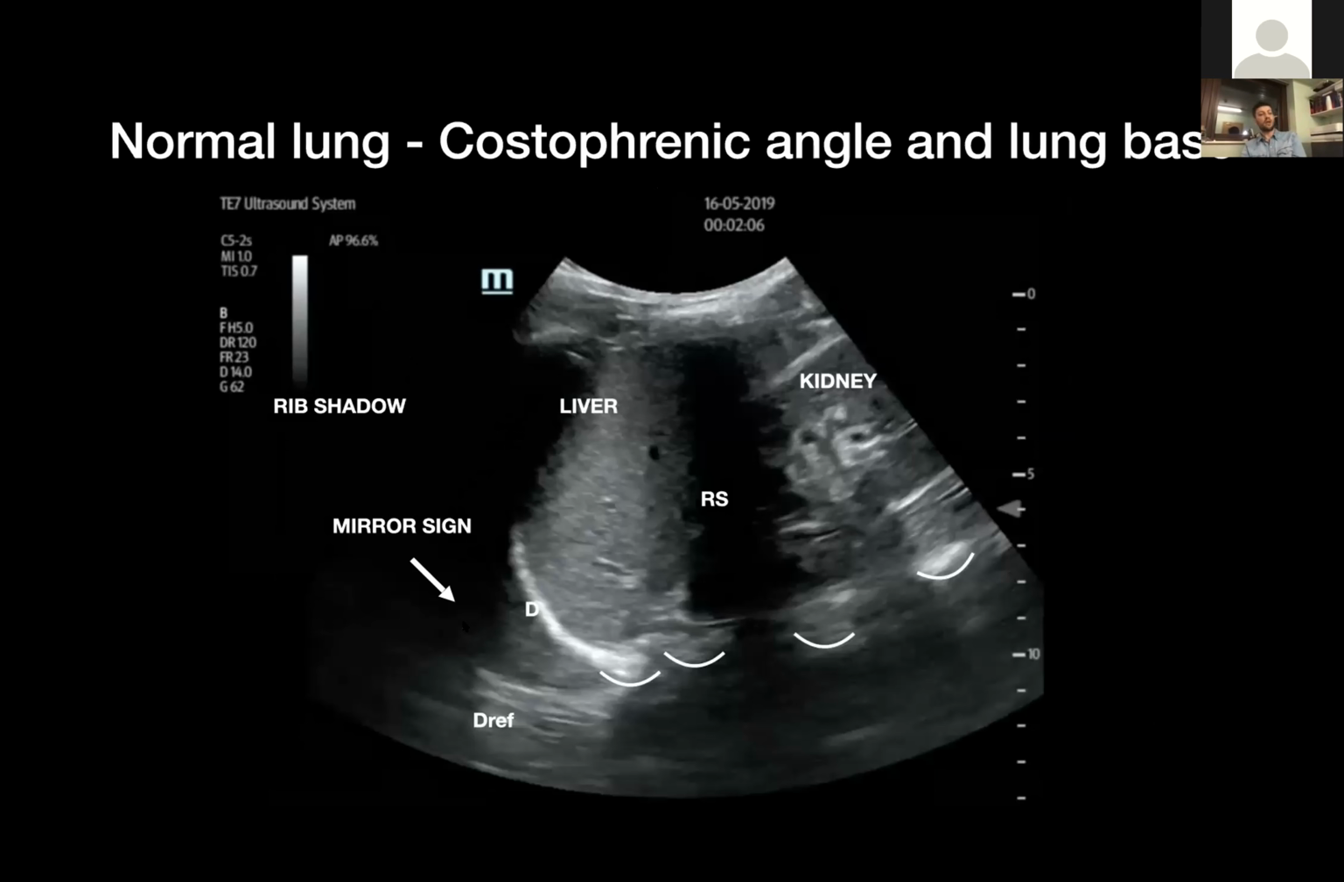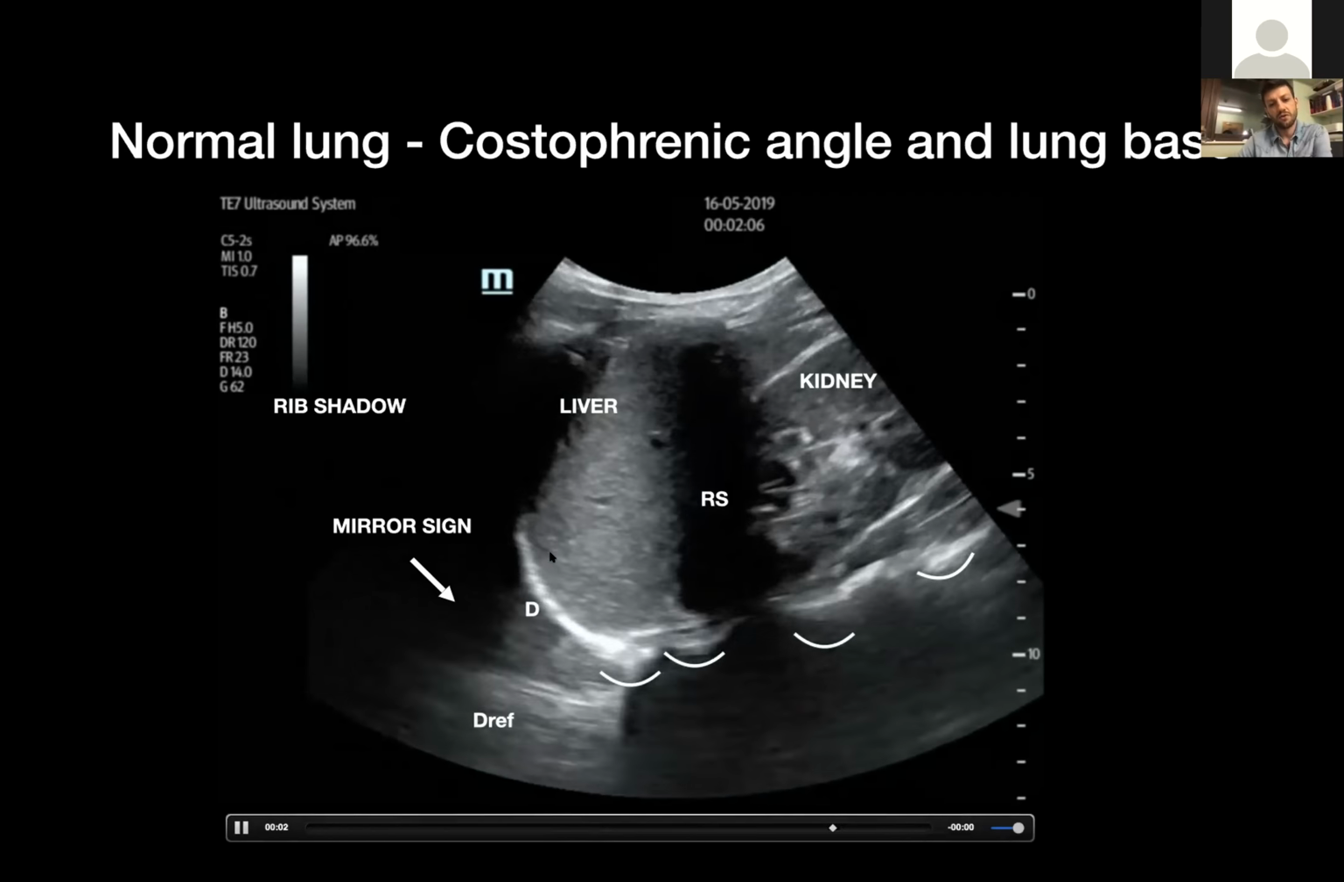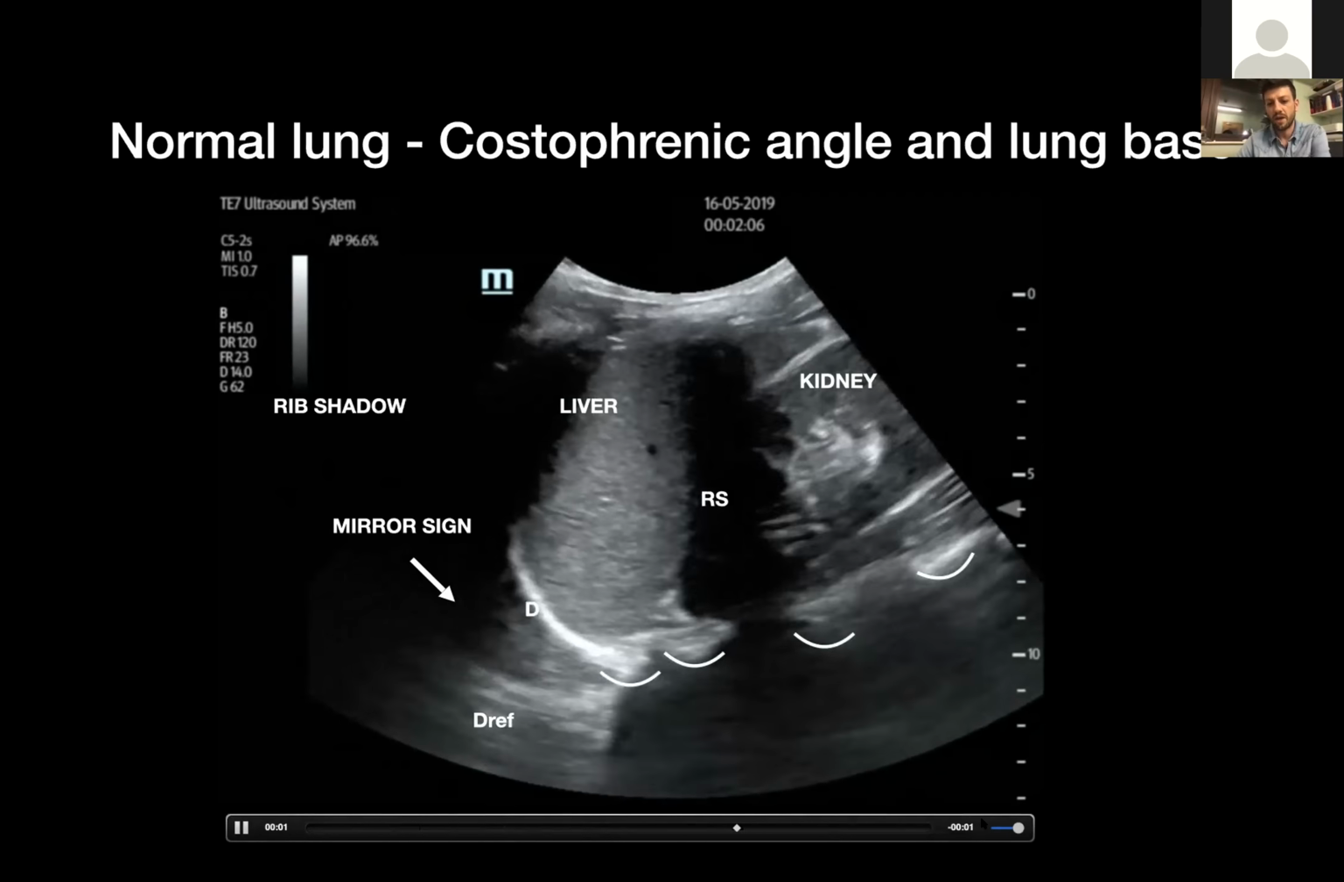Then this is a more traditional view that you should all be used to, or at least those of you that have done your level 1 or are doing your level 1. This is the right upper quadrant, but we've moved slightly more towards the head to get the costophrenic angle in and that lung base. You can see here that we've got that mirror sign that Anna has spoken about across the diaphragm.